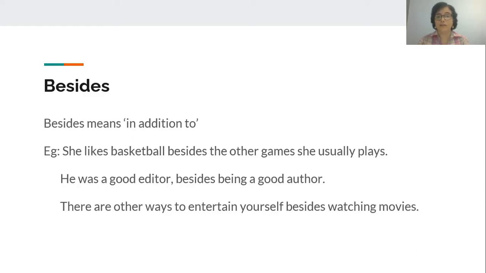He was a good editor besides being a good author, meaning in addition to. He was a good editor in addition to being a good author. He was both. He was a good author as well as a good editor. So when you want to mention two things at the same time, you can use the word besides. Besides does not mean near, like beside did. Besides means in addition to.